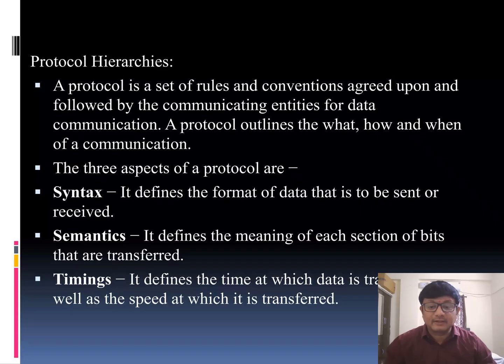A protocol is a set of rules and conventions agreed upon and followed by the communicating entities for data communication. A protocol outlines the what, how, and when of a communication. The three aspects of a protocol are syntax, semantics, and timings. What is syntax? It defines the format of data that is to be sent or received. Semantics defines the meaning of each section of bits that are transferred. Timings define the time at which data is transferred as well as the speed at which it is transferred.